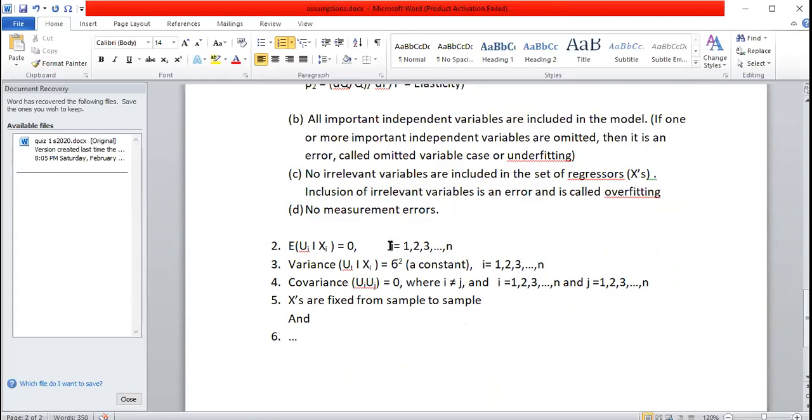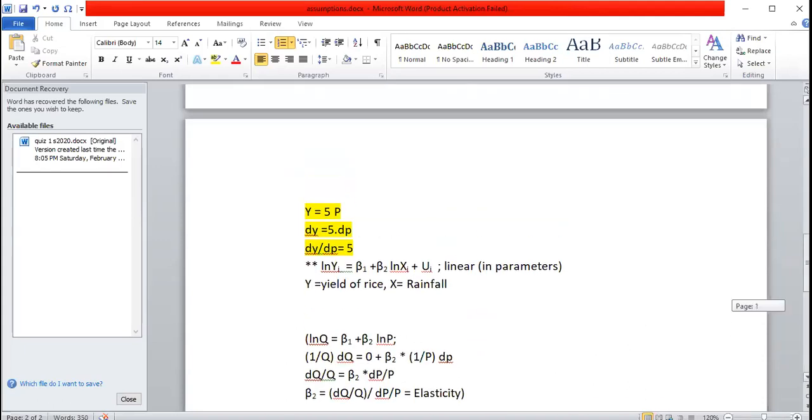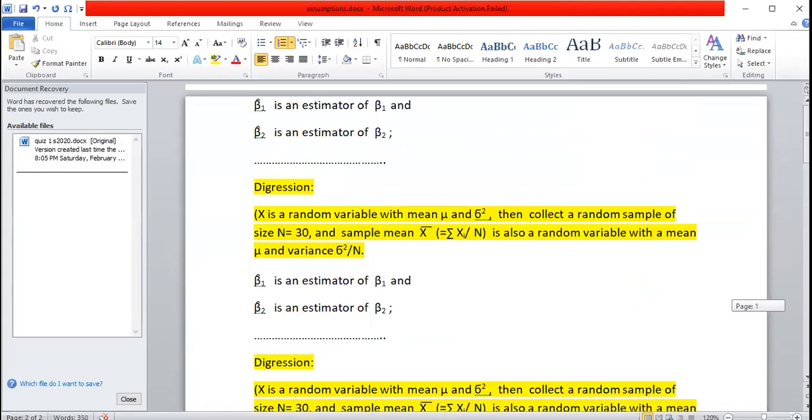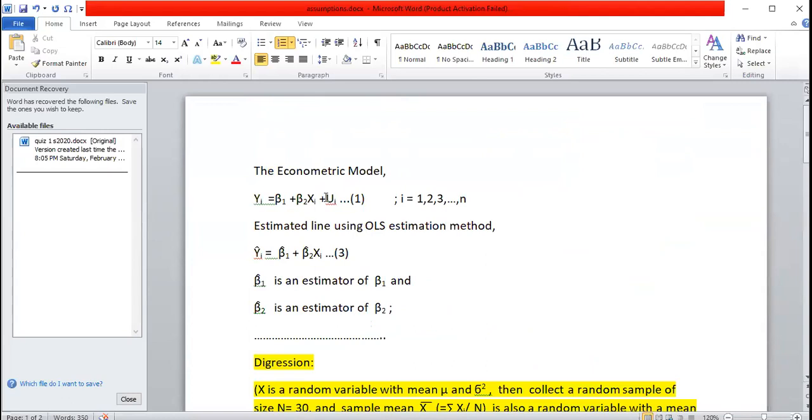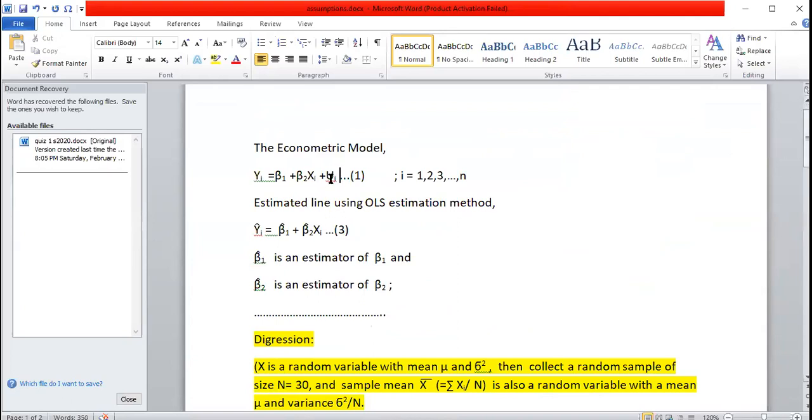Now, the actual other important ones, assumptions for OLS estimators to be good estimators. Number one is error term. Here is error term, random term U. In the model, don't forget this U. This is a random variable U. This is a random variable and Y is also a random variable.